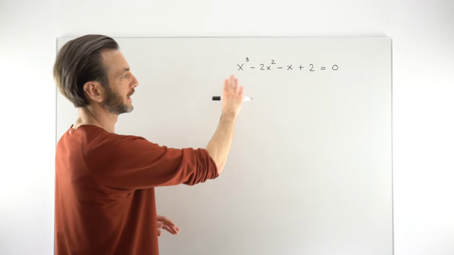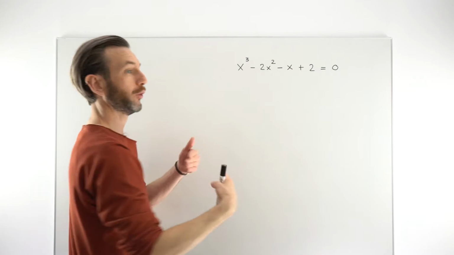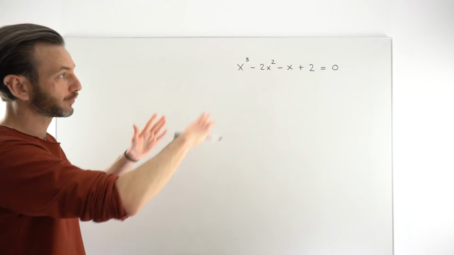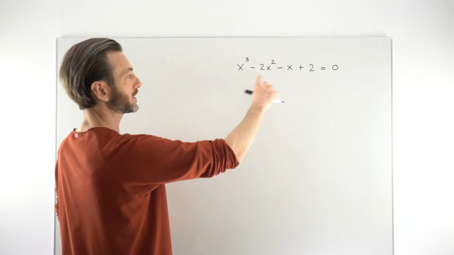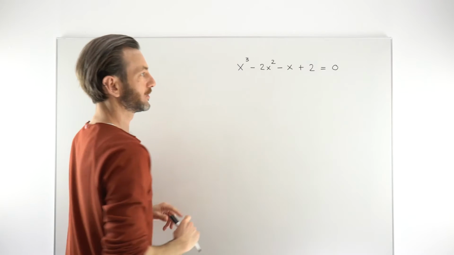But sometimes they're not quite in that format. Sometimes a couple of the terms might be over here, so it's not equal to 0. So you've got to reform it into this, but this is the format we want it to be in. So polynomial equal to 0.